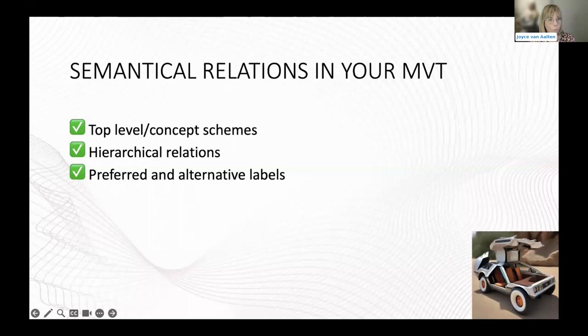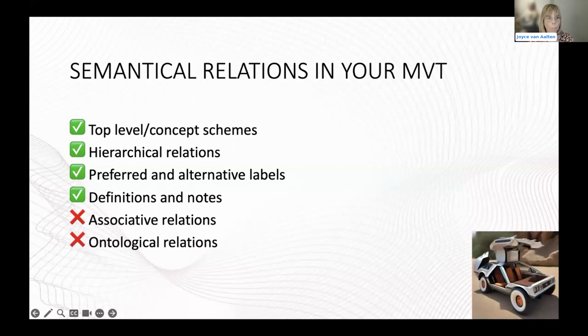Definitions and notes, the next one. Definitions is a bit hard because you don't want to be a glossary. But if you have a glossary and you find definitions, put them in. It's good to avoid any misunderstanding about what a concept is. And also notes are important in this, also to say what is included in this concept, what you mean by it, but also how you should use it when tagging.